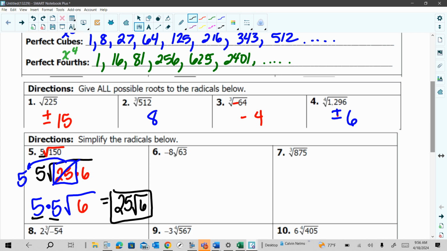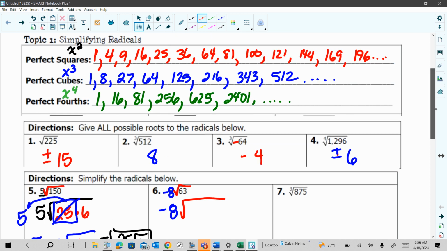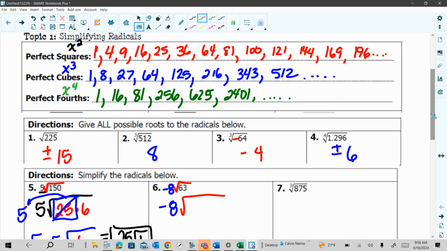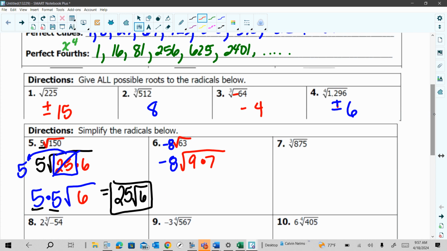So we're still doing square roots here. All right. We have 8 on the outside. It's a -8. We want to keep that there on the outside of the radical. What perfect square? What number here? 9? Yeah. 9 times 7. Yeah, 9 times 7 would give me 63. And then 9 is the perfect square. So that's gone and comes out as what?